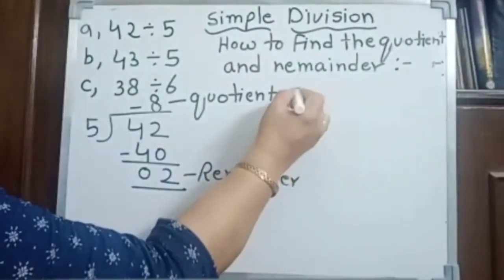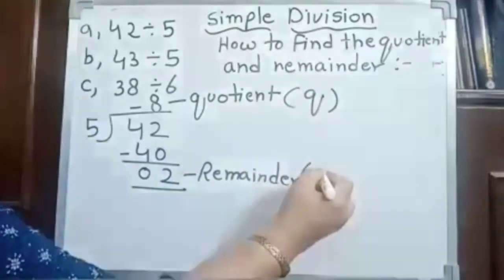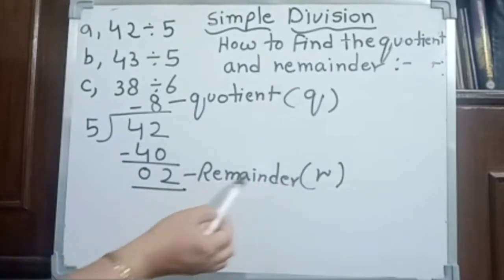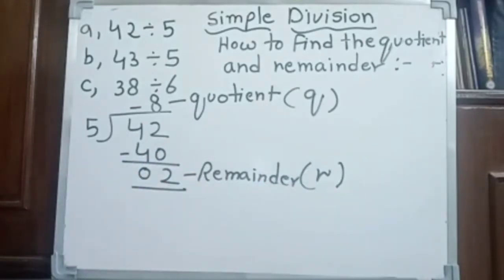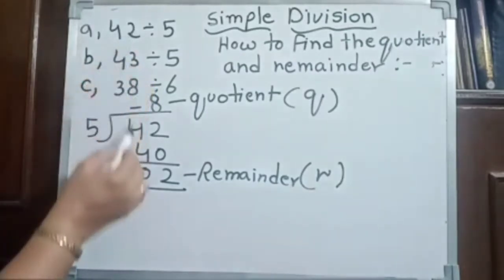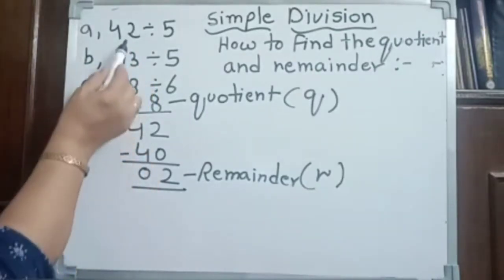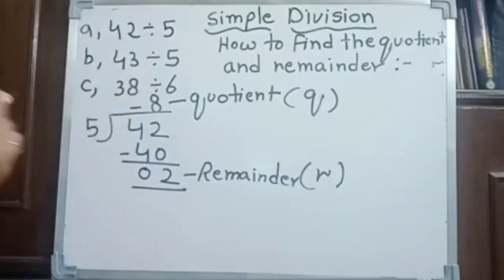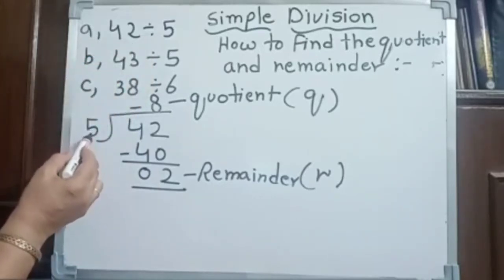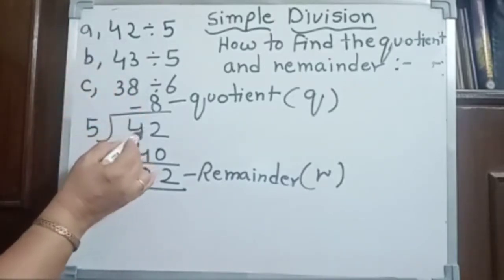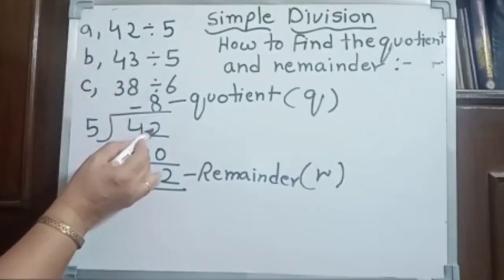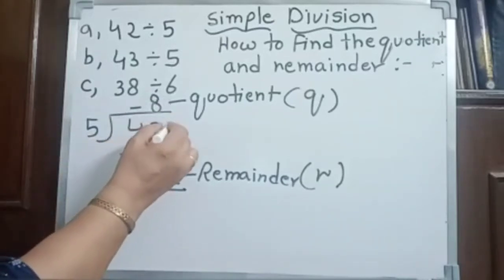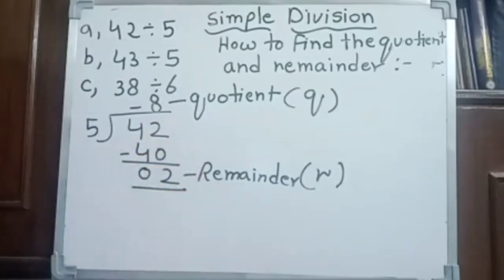In short form we write Q here, and R here. That is Q for quotient and R for remainder. First of all, take the bigger number inside, that is the dividend, then the smaller number outside, that is the divisor. So count the table of 5 and stop where we find the number less than 42. 5 eights are 40. We have to subtract, then we have remainder 2.